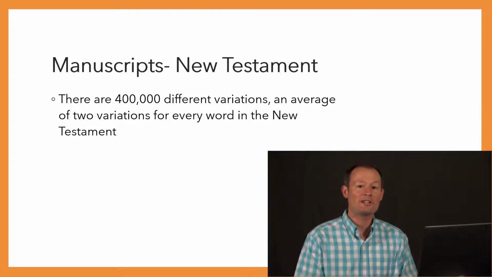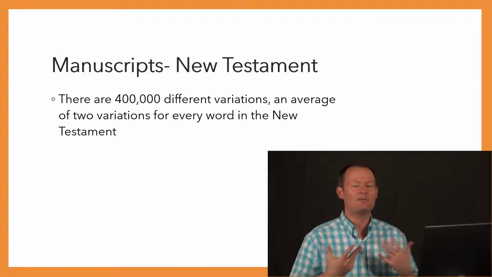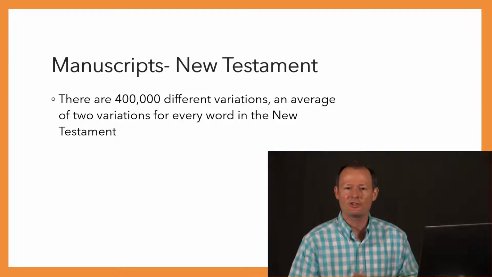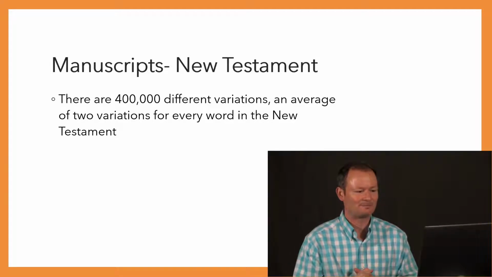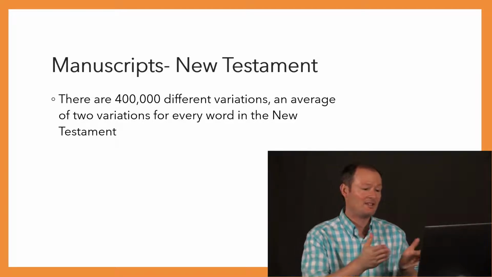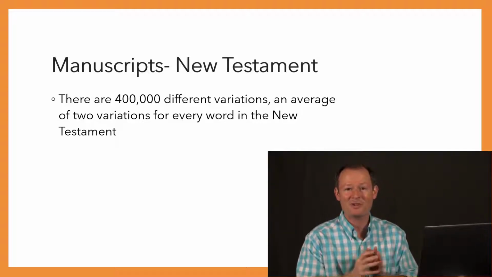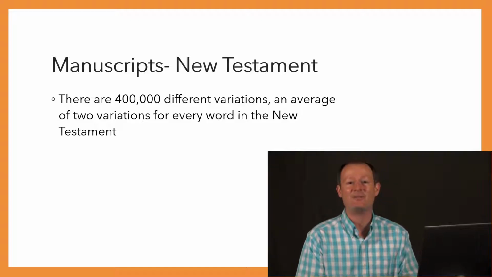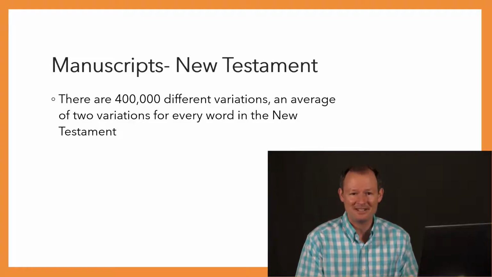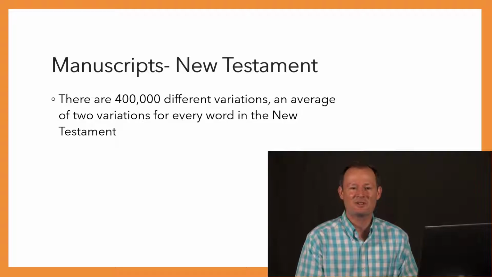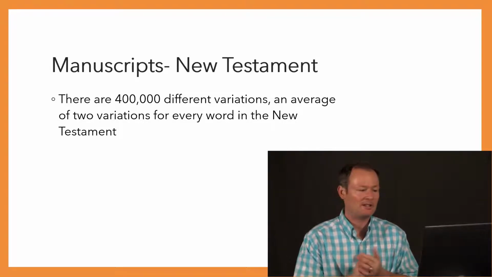And so critics will seize on this and say, see, the New Testament, we can't trust the text. There's so many differences in the manuscripts. Well, not so fast. And this does break down to, just by the way, an average of two variations for every word in the New Testament. So that sounds bad, right? That sounds like we don't really have any idea what was in the original New Testament writings, the ones that the apostles or those closely associated with them physically wrote down in their own handwriting.